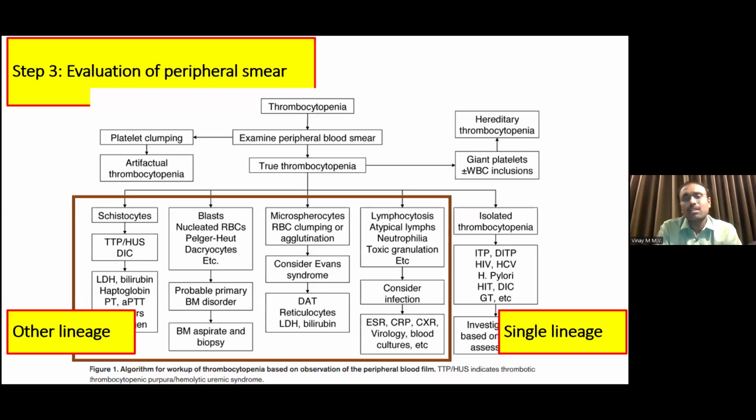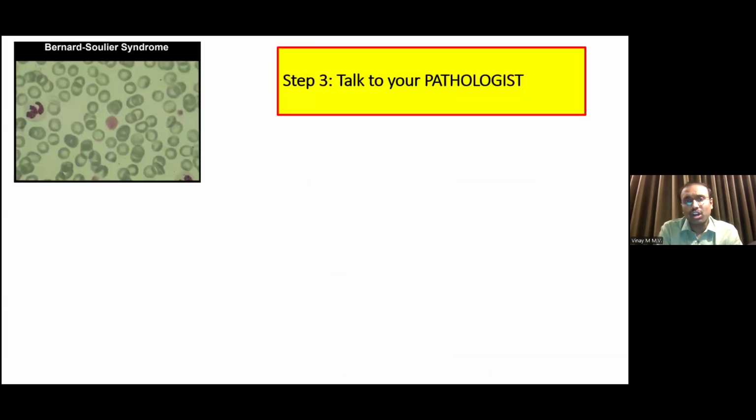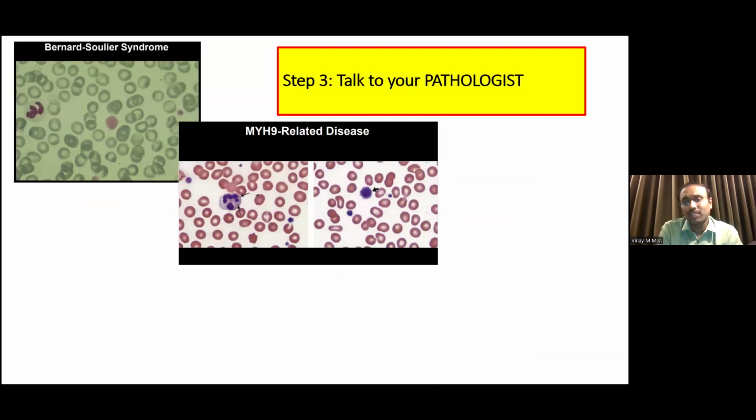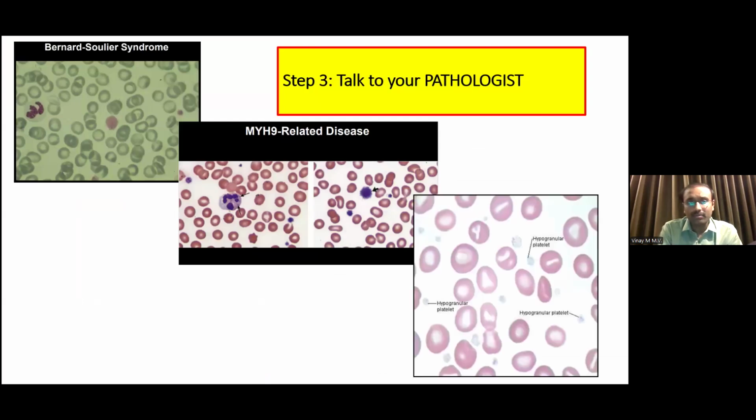Hemolysis is also evident, maybe suggesting towards Evans syndrome. And so always talk to your pathologist when we have to see a child with thrombocytopenia and we do not have a diagnosis upfront. So these are a few of the clinical peripheral smear photos.